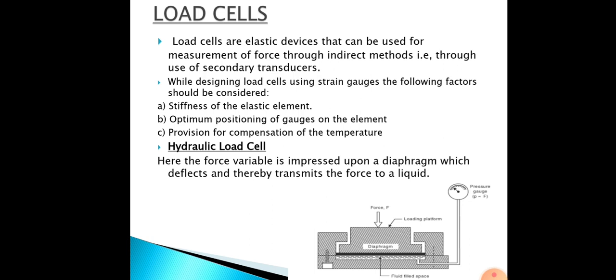So when you apply force on the diaphragm, the liquid will be exerting force in turn. The liquid is disturbed, and due to that disturbance, the pressure shows on the pressure gauge. That is how it works.